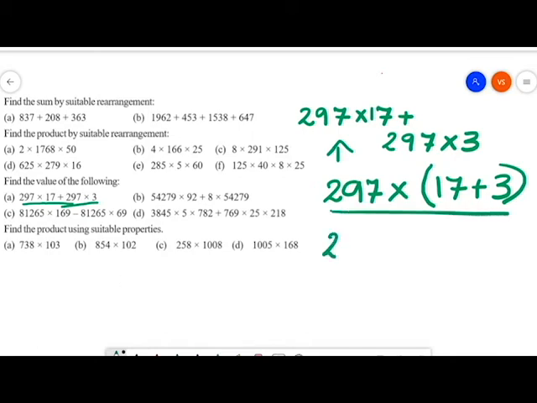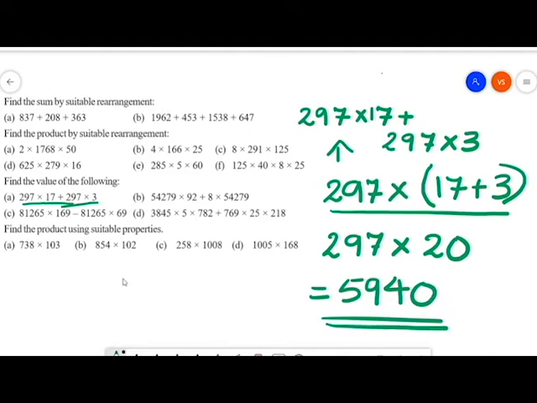Now, 297 into this is 20. So it is easy for us to find the answer. And this 0. So this is how we rearrange the numbers.